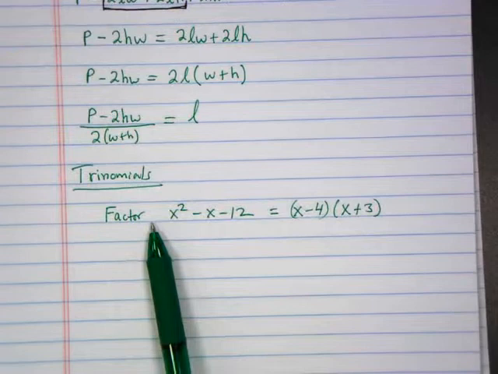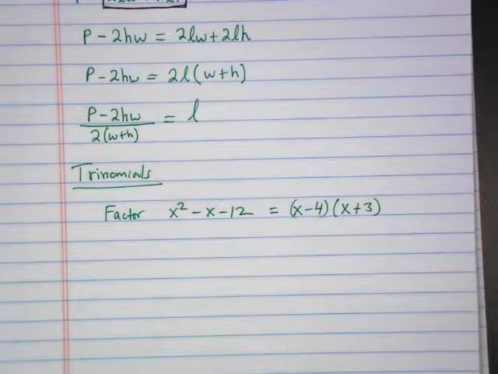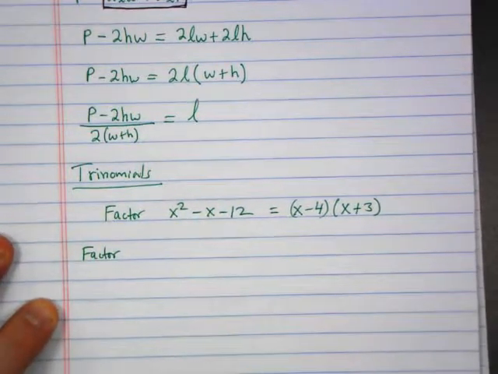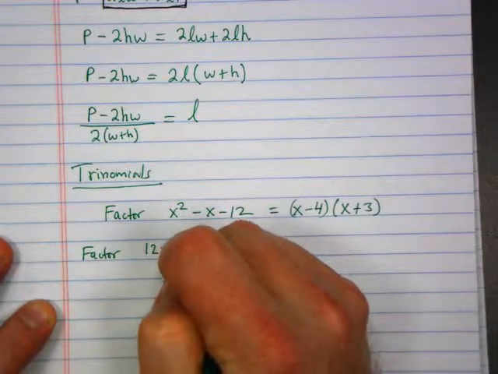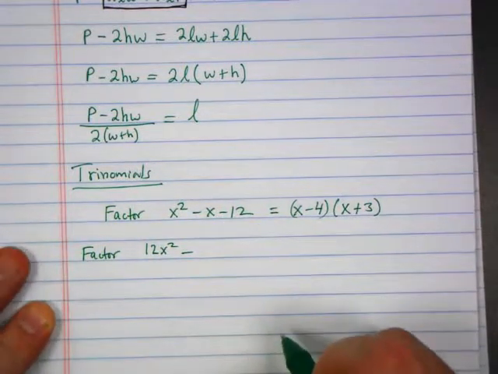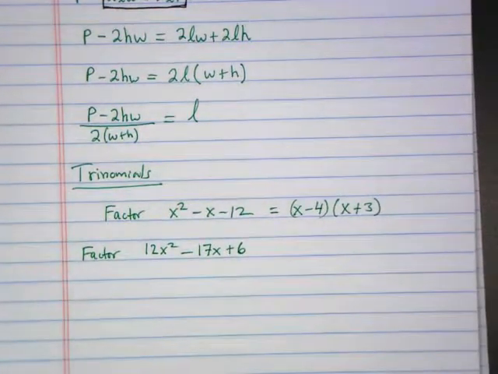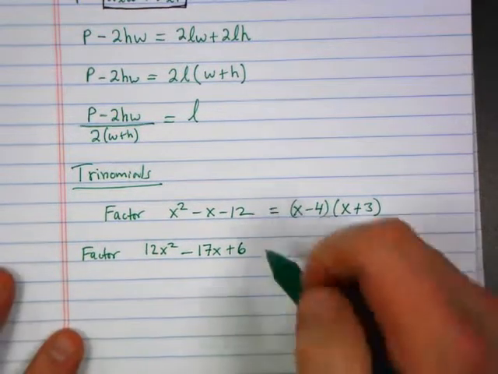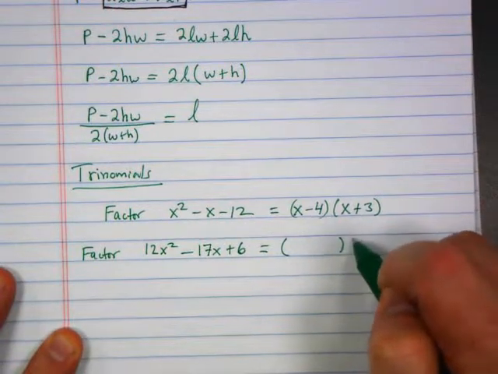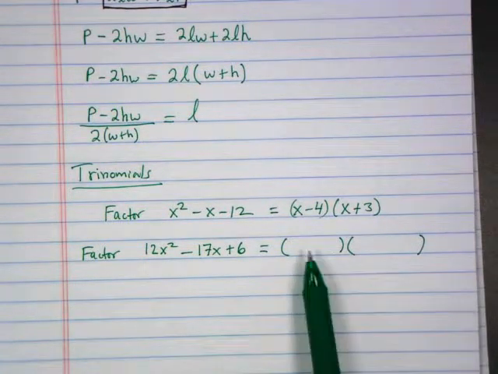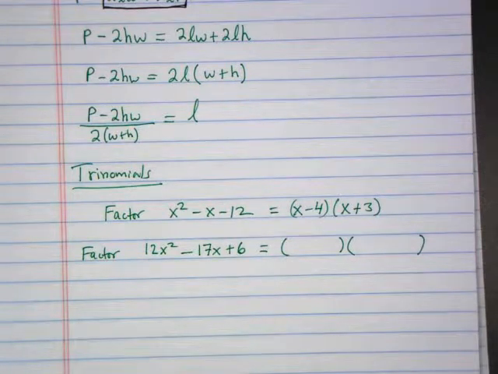So what are we going to do in this section? Put a number in front of it. For example, I might ask you to factor, and I'm going to pick one out of the book here, 12x squared minus 17x plus 6. Well, here's the hard part. I'm going to put my parentheses here. And right away we're going to see how this gets very, very hard. How can I get 12x squared to come out in the front?